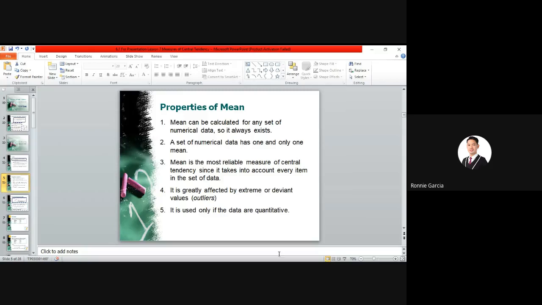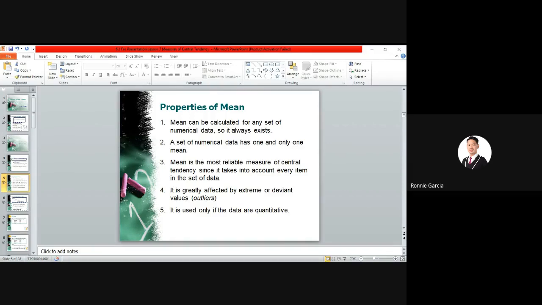The last property of the mean, number 5, is that it is used only if the data are quantitative. So we have to recognize the fact that if we calculate numbers, we can get the mean. That is very obvious. But there are researches that are not quantitative, di ba? Qualitative. So it is difficult to get a mean if your data are not numbers. So it needs to be transformed.